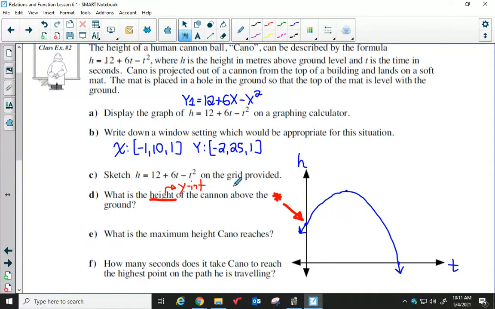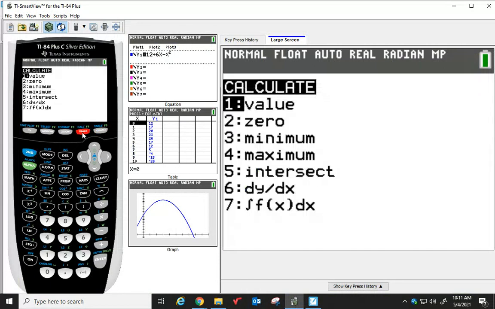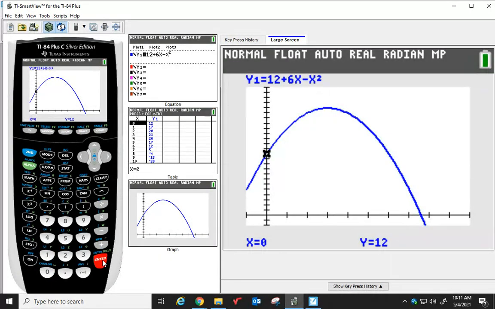Okay, I'm not going to show you the keystrokes this time. Well, I'm not going to write them down. I'll show it to you. So to get the y-intercept of this graph, we would go here and hit second, calculate, or second trace, pick value. And the y-intercept is when x is 0. So at x equals 0, it tells me when x is 0, y is 12.